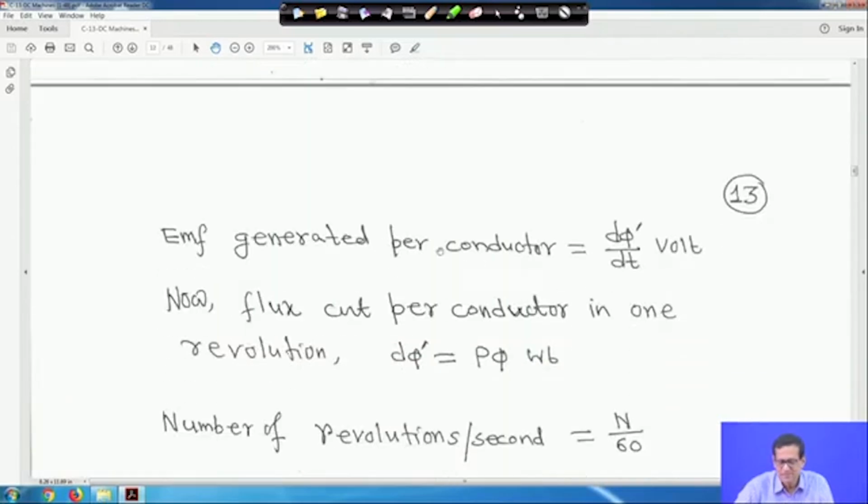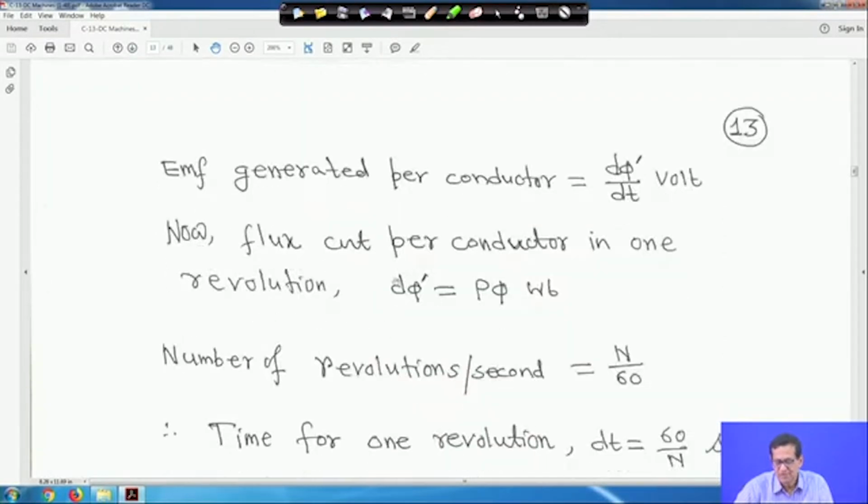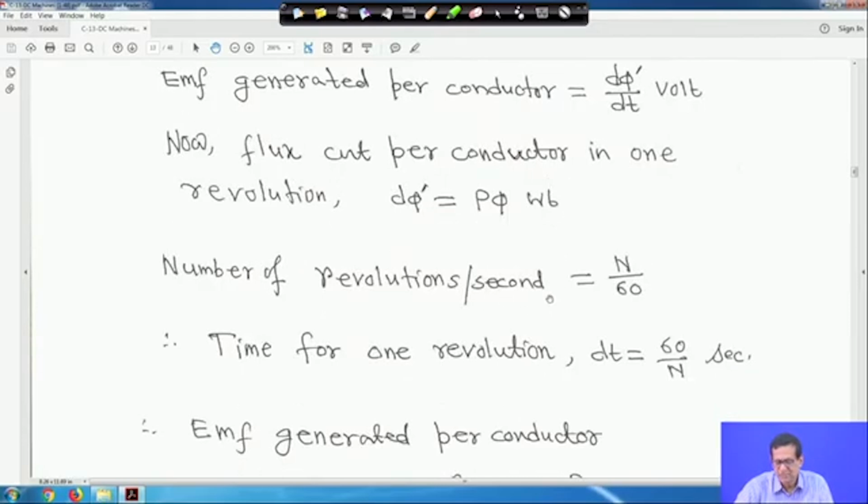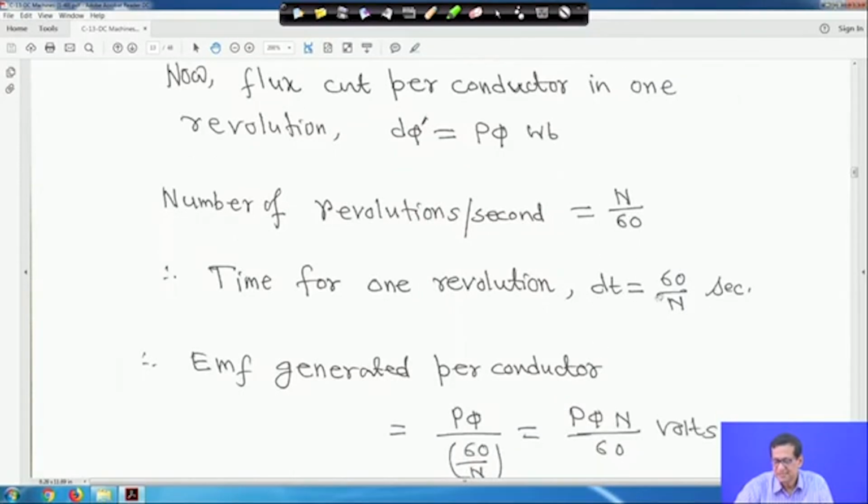Now, suppose the EMF generated per conductor is d phi by dt volt, right. Now, the flux cut per conductor in one revolution, d phi, will be P into phi, because phi is flux per pole. So, d phi will be P into phi Weber, right. The number of revolutions per second, because we have taken speed in revolutions per minute, will be N by 60. Now, the time for one revolution, dt, is just the reciprocal of this, dt will be 60 upon N seconds, right.